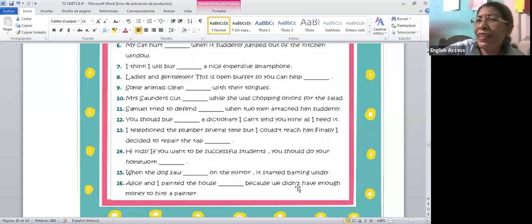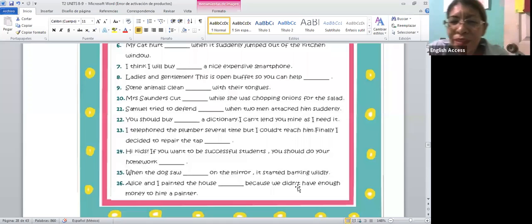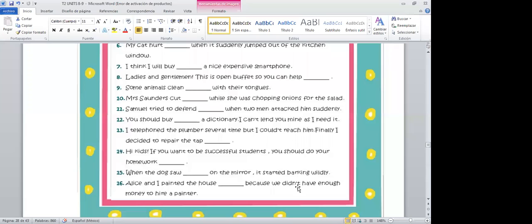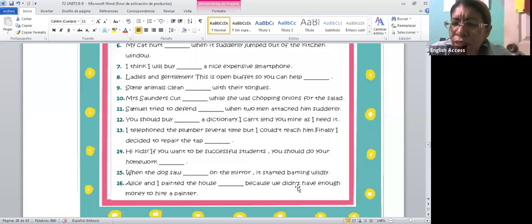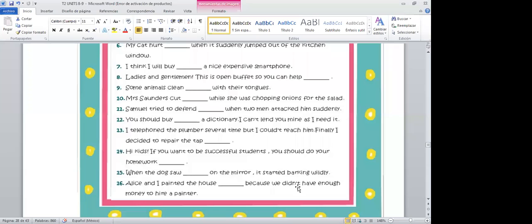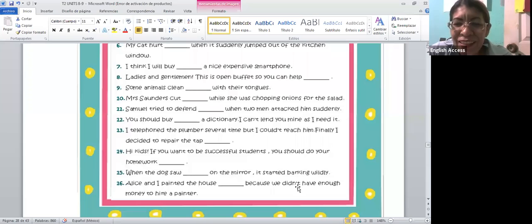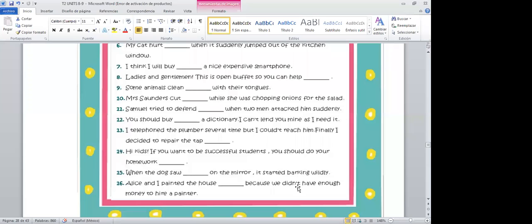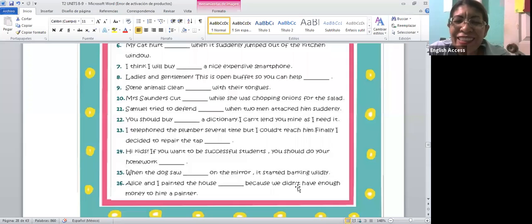14, Damaris. Hi kids, if you want to be successful students, you should do your homework yourselves. You are talking directly to yourselves. Yes. Luis, 15. When the dog saw itself in the mirror, it started barking wildly. The dog is an animal, itself. Wildly. And 16, Damaris.